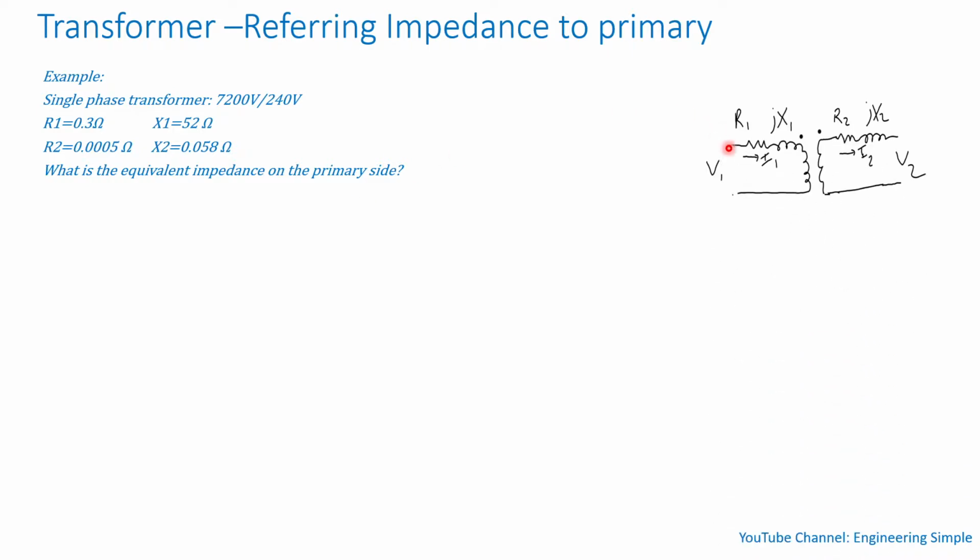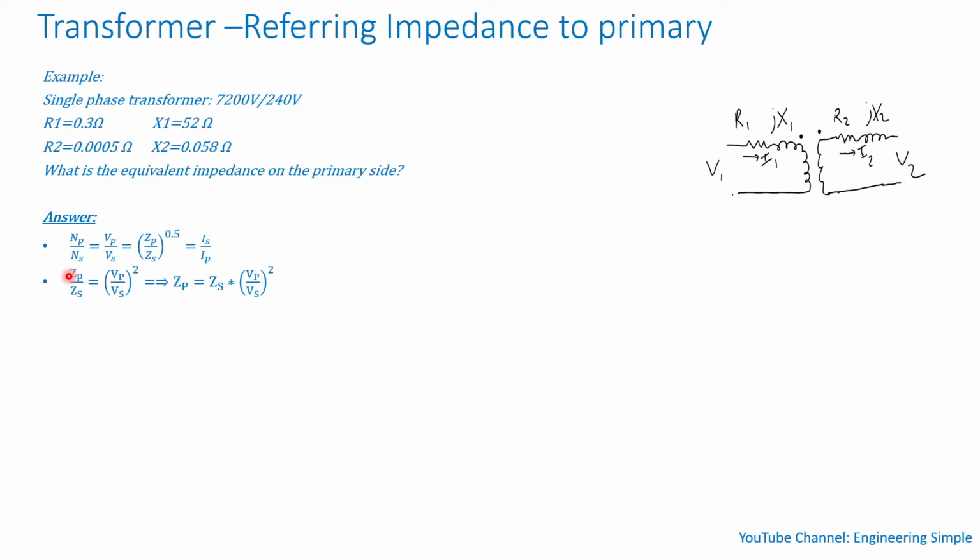So here is a two-winding transformer. So the primary, here is resistance, reactance. Here is secondary, resistance and reactance. So we would like to reflect the secondary impedance to the primary impedance. So from a previous video, I derived this equation here. So I'm going to use a portion of it.